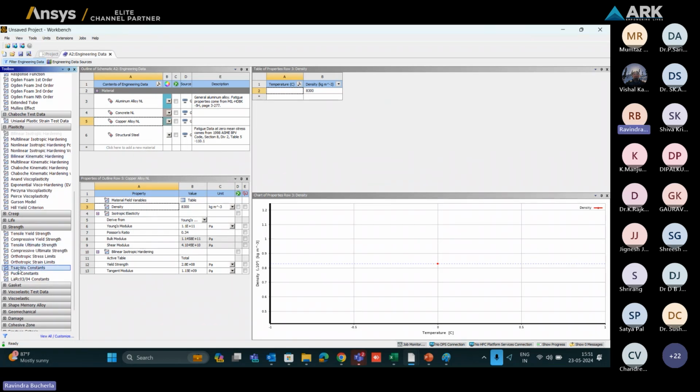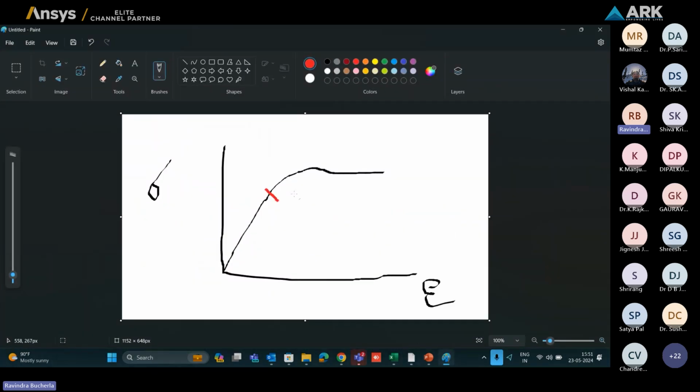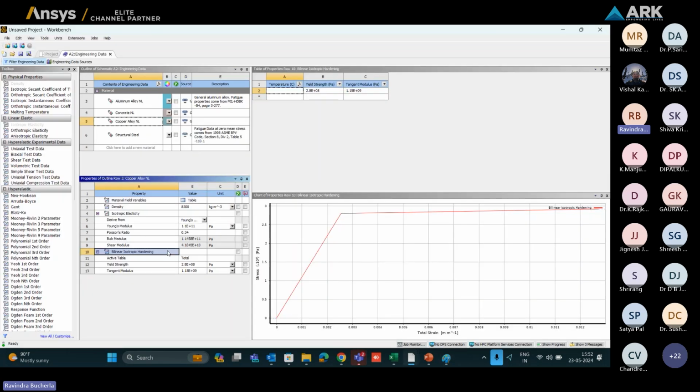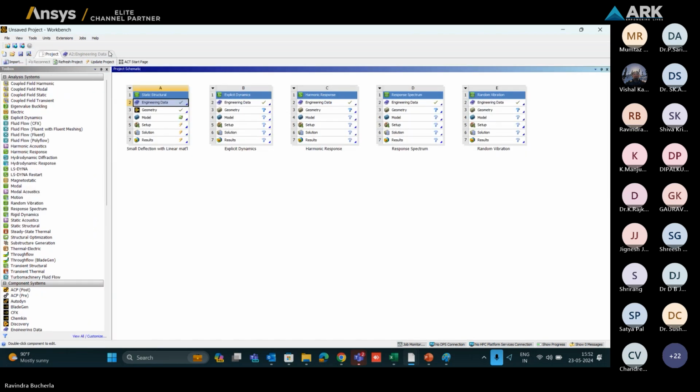If you use any of these properties, like in this case, we use one plasticity, bilinear isotropic hardening, you can see this. If you are giving the properties beyond this limit, that might be plastic or hyperelastic or whatever the property, that means we will be considering the material nonlinearities. So this is material nonlinearities we are considering if you are providing the properties beyond this elastic limit in the engineering data.